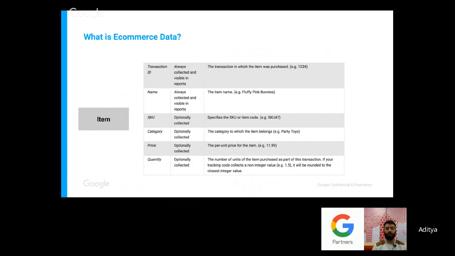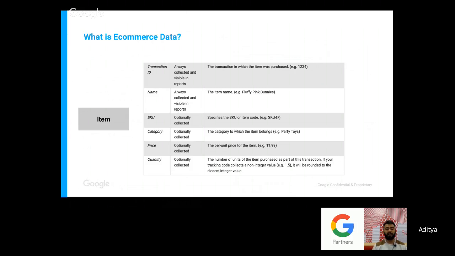or the item code. This again will be alphanumeric in nature. So you can set it to any value that you want. This is basically used to match your internal inventory with the e-commerce data that is collected on our servers.